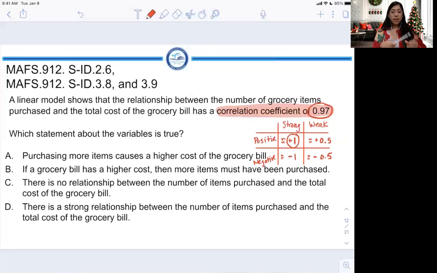And maybe we can eliminate some. So are there any answers that you guys can eliminate? C. Definitely C. Is there another one?